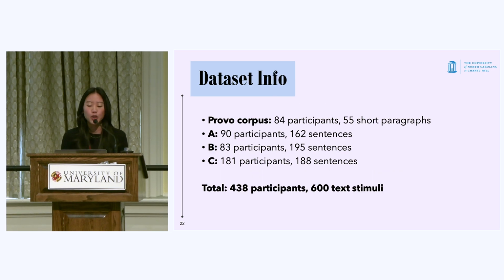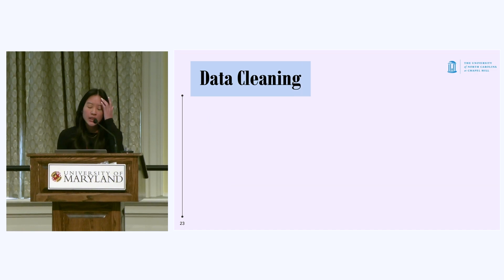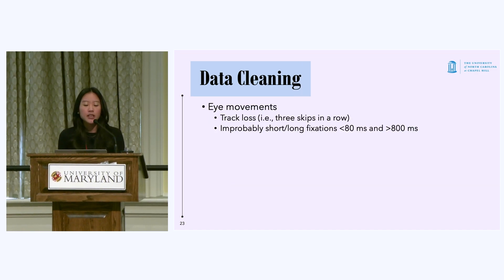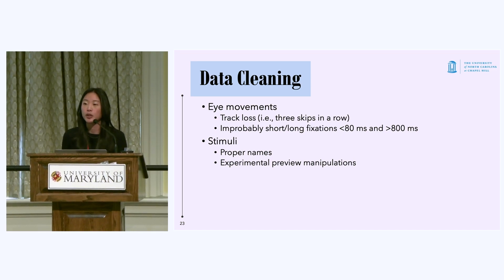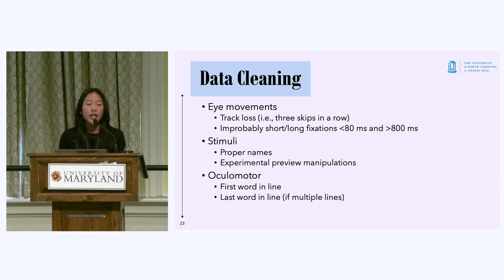One was the Provo corpus, which consisted of 84 participants reading 55 short paragraphs, and the other 3 were from our lab, so in total we had 438 participants and 600 text stimuli, a very highly powered study. I removed any track loss or improbably short or long fixations. I removed any proper names or experimental preview manipulations that were present in some of the stimuli collected in our lab. And I removed the first and last word in a line to control for any oculomotor noise due to return sweep saccades.